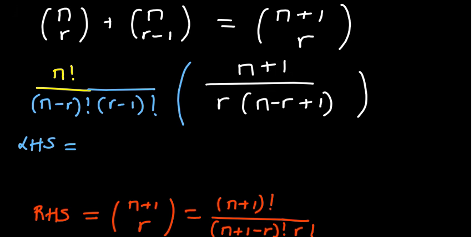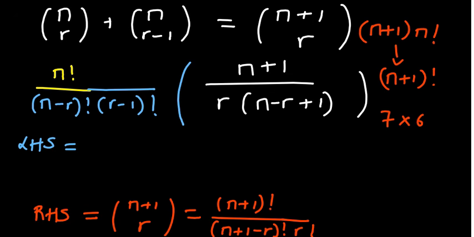So n factorial times n plus 1. Think about it. Be smart about it. You have n plus 1 in brackets multiplied by n factorial. What can you observe? Now n factorial is just less than n plus 1. So if you combine the two, they are equal to n plus 1 factorial. What I'm trying to say is 7 times 6 factorial is the same as 7 factorial.